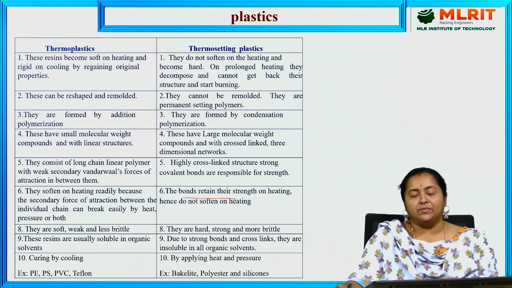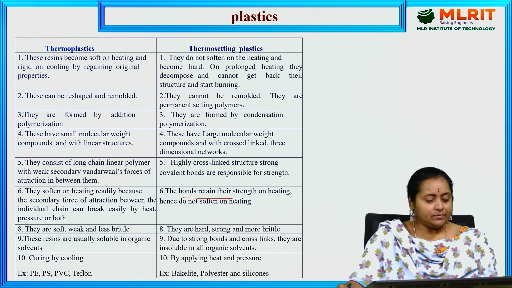And coming to thermosetting plastics, the bonds retain their strength on heating, hence they do not soften on supply of some amount of heat in the form of temperature. Because of the presence of covalent bonds, those bonds are able to retain their strength on heating, so they do not become very soft on supplying some amount of temperature in the case of thermosetting plastics.